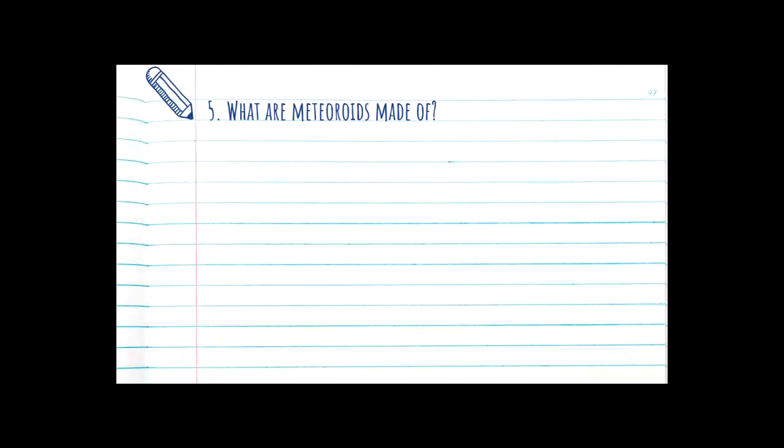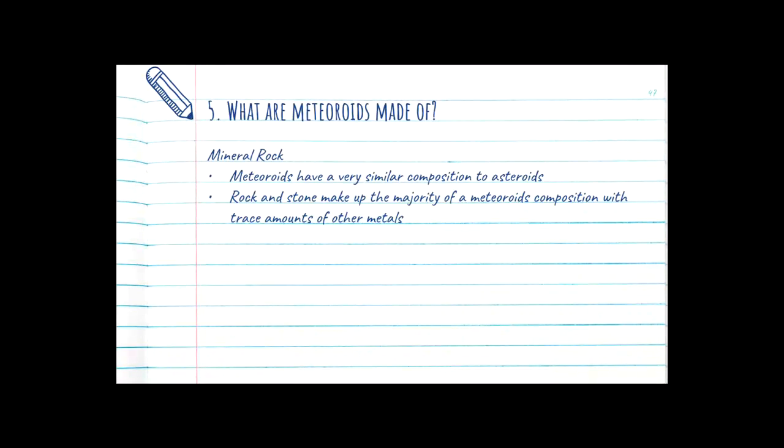What are meteoroids made of? Okay, so meteoroids, if we can remember from the lecture portion, are very similar to asteroids. The real big difference between a meteoroid and an asteroid is that a meteoroid will be under 1 meter in size, versus the asteroid can be much, much larger. So the composition is similar, so it's going to be iron and nickel. And sometimes it will have the ice in it, but generally speaking, it's usually made out of the mineral rocks.